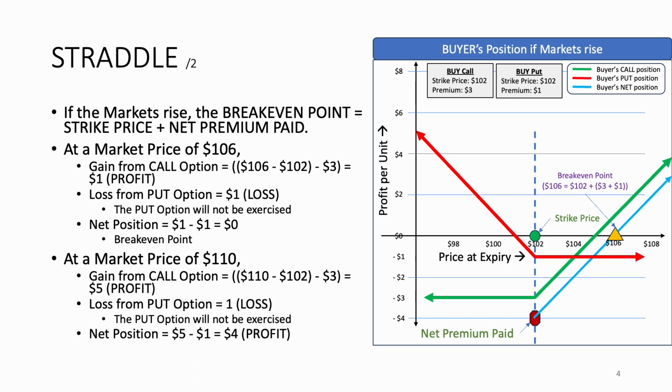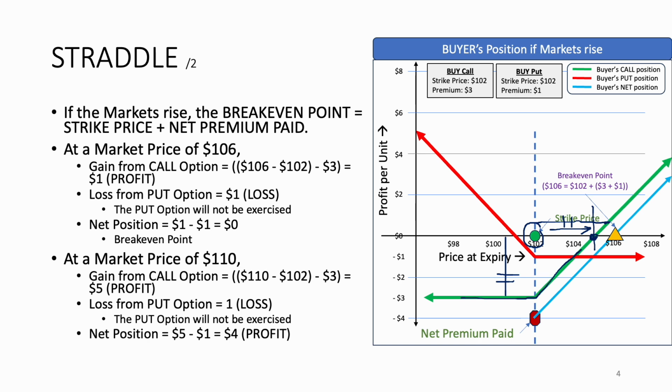So first let us consider the situation when the markets rise. We know that our strike price in the example is $102. When the markets rise, the market price will be higher than $102. Now, if we had just purchased the call option, which is the green line here, then we will break even on this call option only when the market rises by the premium which we have paid. That is, if this distance is equal to this distance, the call option will break even. So at this point, the call option breaks even. That is, this is $3, and $102 plus $3 is $105.